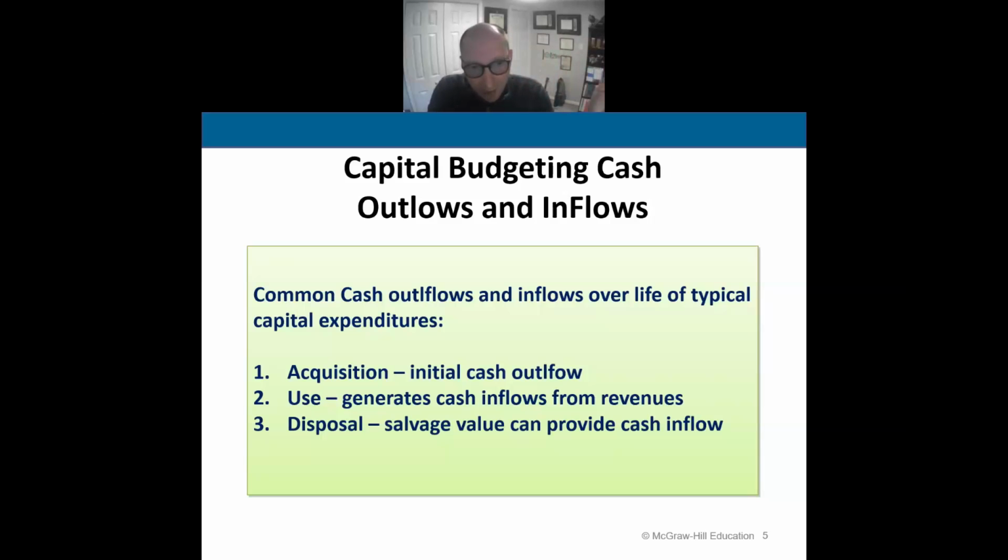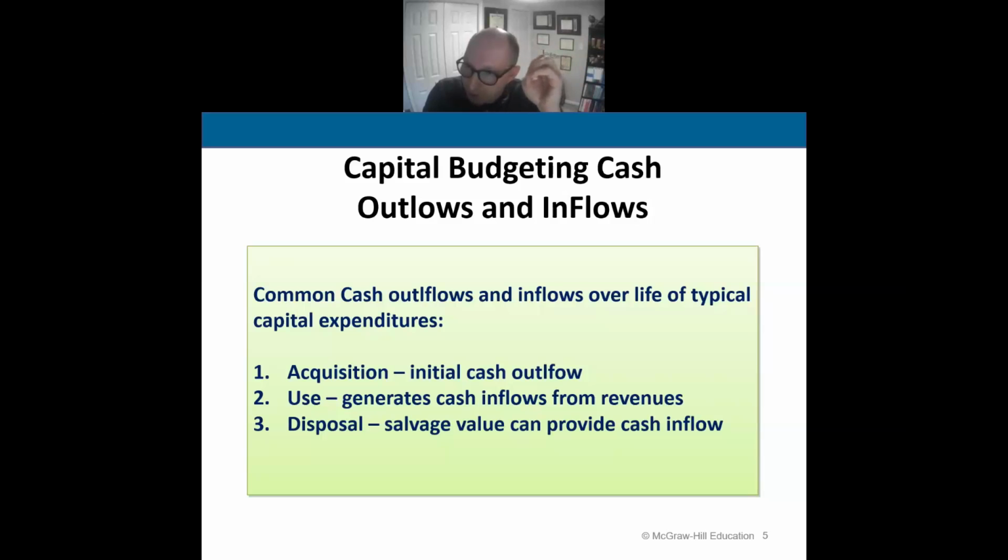Because you got to remember, a lot of our investing decisions into property, plant, equipment are based off of our cash flows. Because the net cash flow typically gets used for capital investments or capital budget. So, when looking at the cash inflow and outflow, we look at the acquisition cost, the initial acquisition cost of acquiring the new piece of equipment. That's what we call the initial cash outflow.